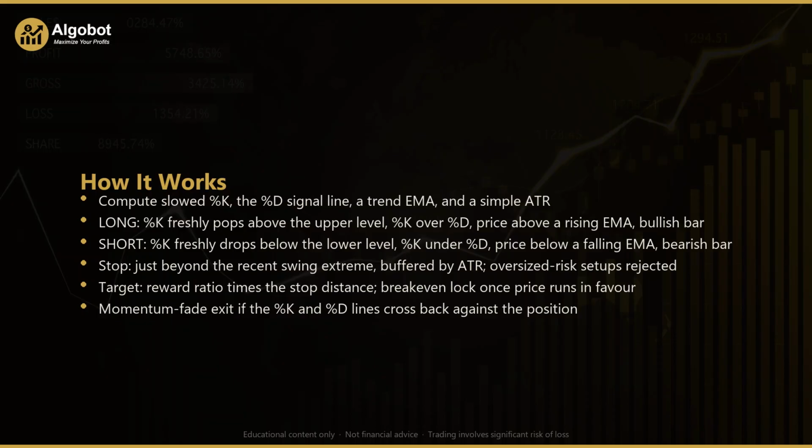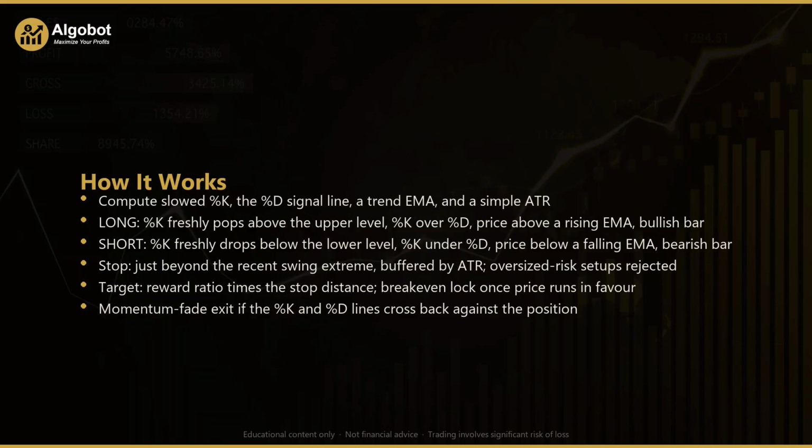Let's walk through the mechanics. On every closed bar, the EA rebuilds four things from raw price data. First, the stochastic. It measures where the close sits inside the recent high-to-low range to get a raw %K, smooths that with a slowing average to form the fast line, and then averages that again to form the %D signal line. Second, it computes a trend exponential moving average on the close. Third, it computes an average true range as a simple mean of true range, used purely for sizing the stop. And fourth, it tracks the recent swing high and swing low.